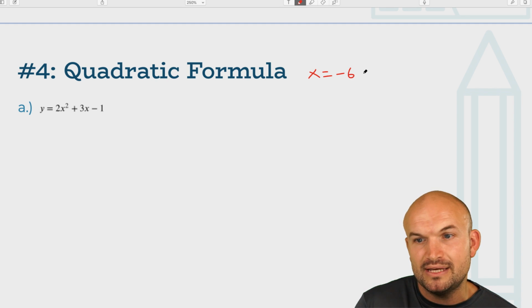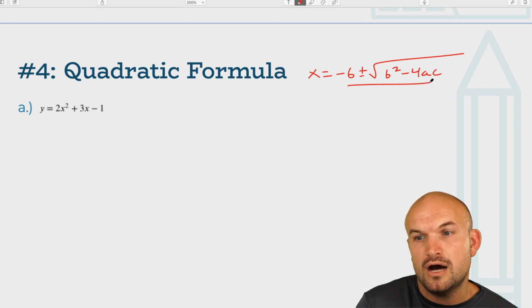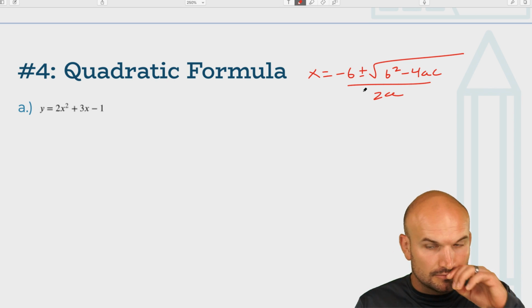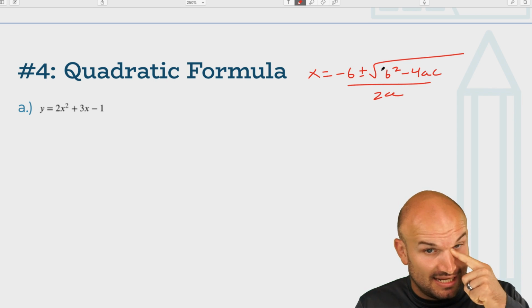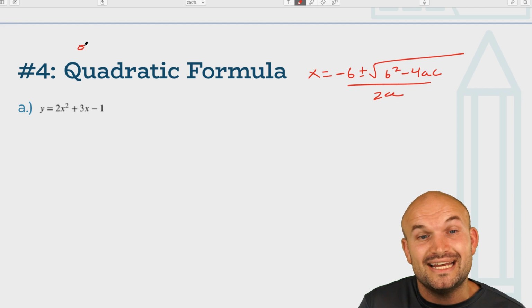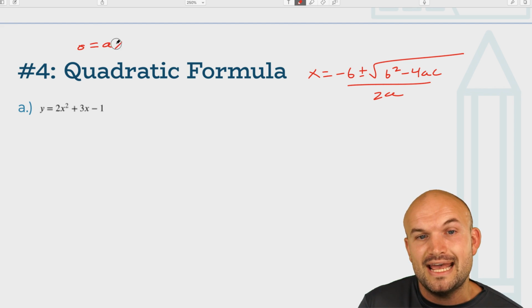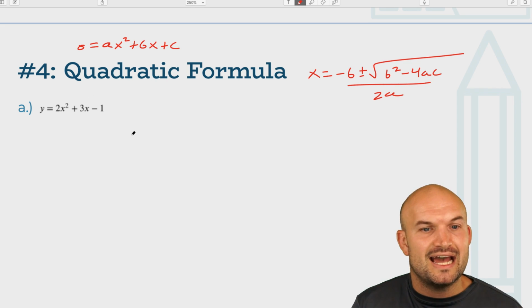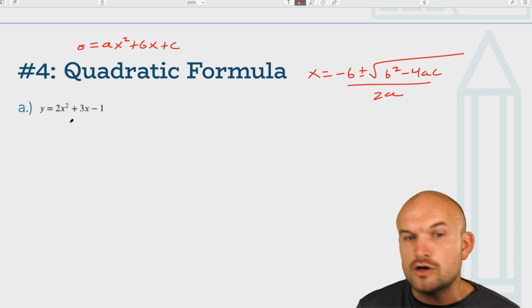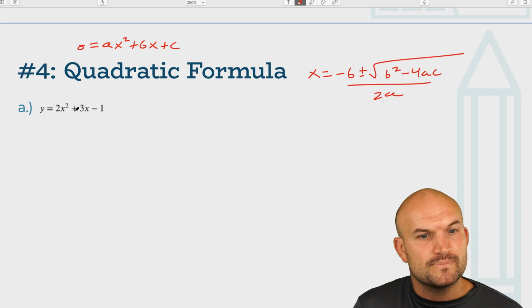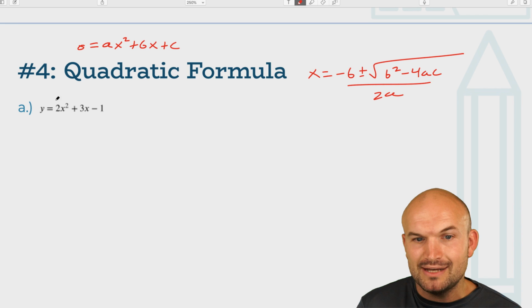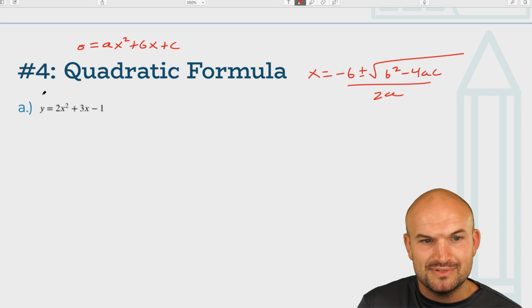x equals the opposite of b, plus or minus the square root of b squared minus 4 times a times c, all over 2 times a. Now, this a, b, and c is all from the quadratic equation in standard form equal to 0. So that's ax squared plus bx plus c. Okay, so in this case, I have a quadratic function, an equation here, but it's not equal to 0. Well, to make it equal to 0, we can just replace y with 0. So 0 is going to be our output.